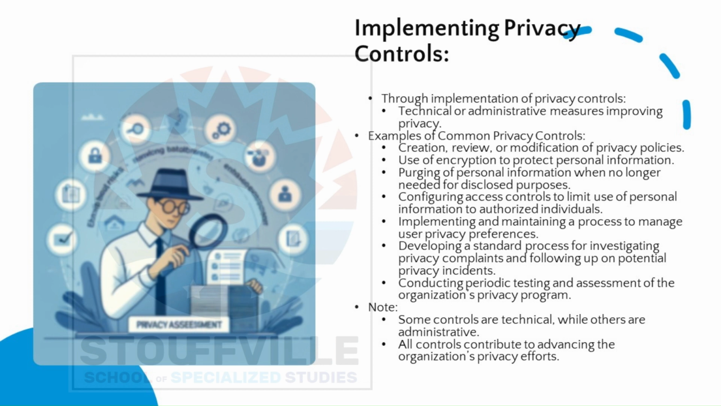Configuring access controls: restricting access to personal information to authorized individuals only, ensuring data confidentiality and integrity. Managing user privacy preferences: implementing processes to honor and manage user privacy preferences effectively. Standard process for investigating privacy complaints: establishing a structured approach to address and resolve privacy complaints in a timely manner. Periodic testing and assessment: conducting regular testing and assessment of our privacy program to identify weaknesses and areas for improvement.